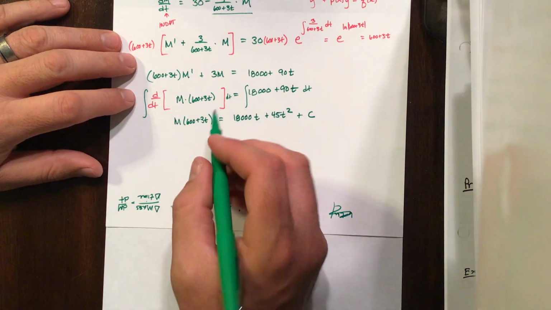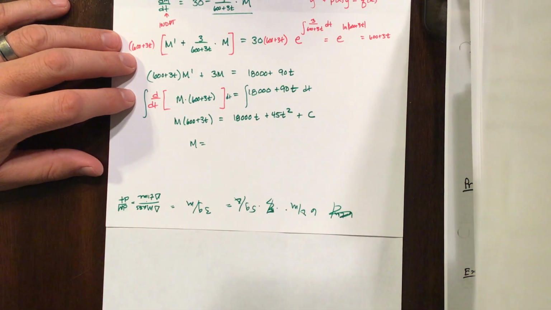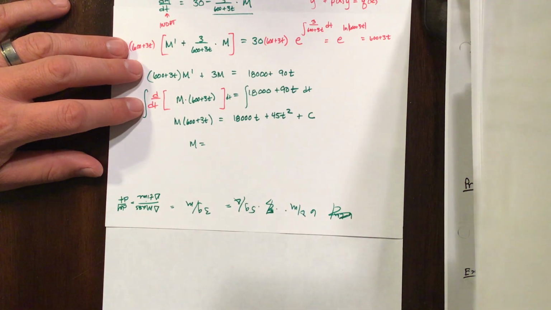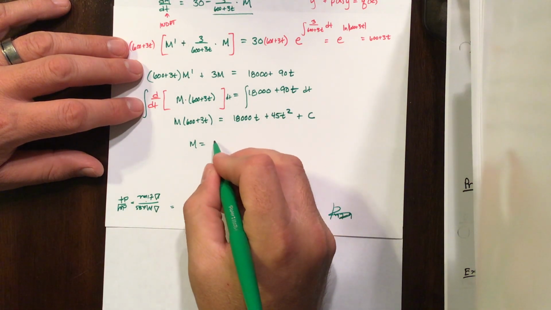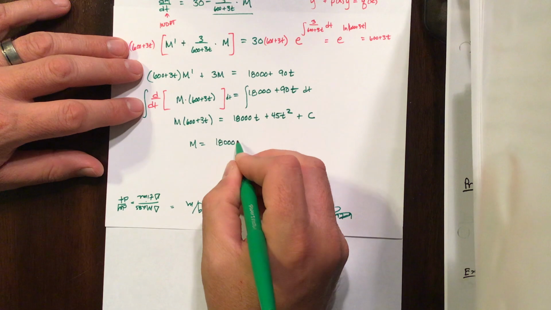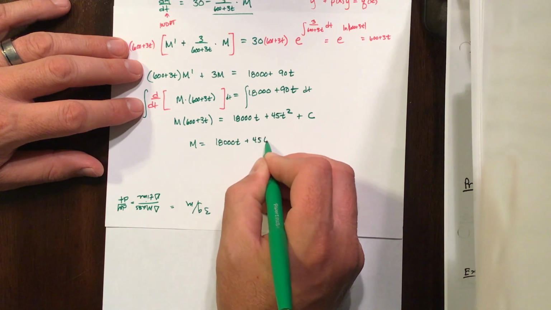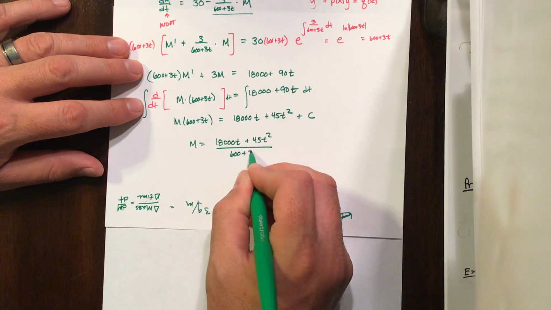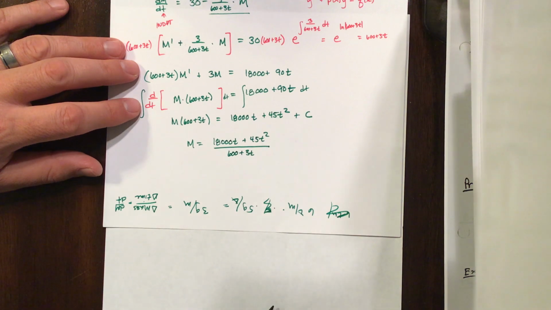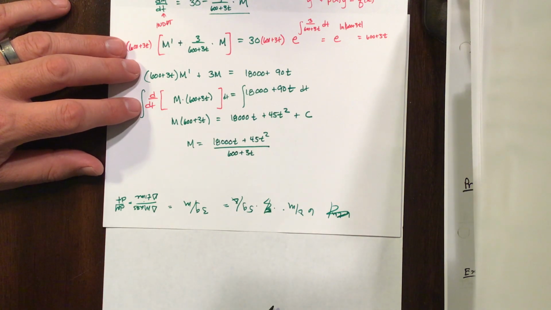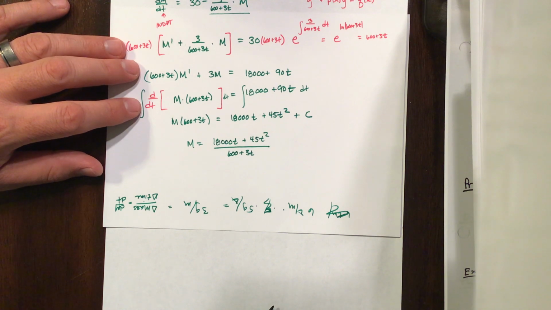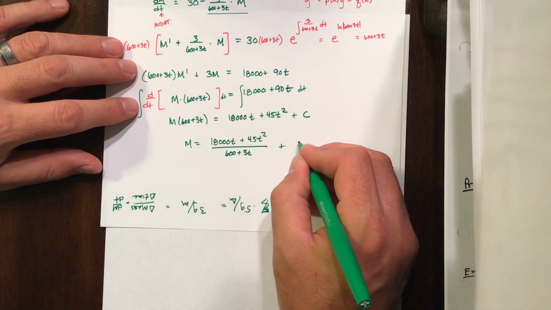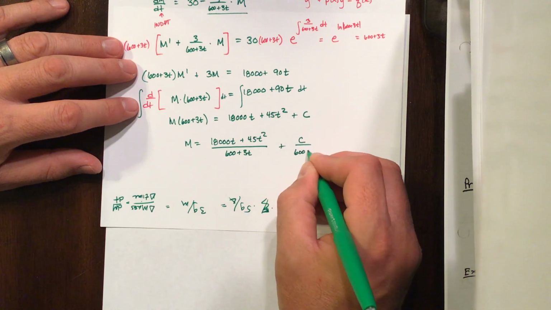So now, dividing by 600 plus 3t, what do we get? We get 18,000t plus 45t squared over 600 plus 3t. Not convinced you couldn't simplify that a little bit. Not sure if that's the case or not. Might look into that. Plus c over 600 plus 3t.